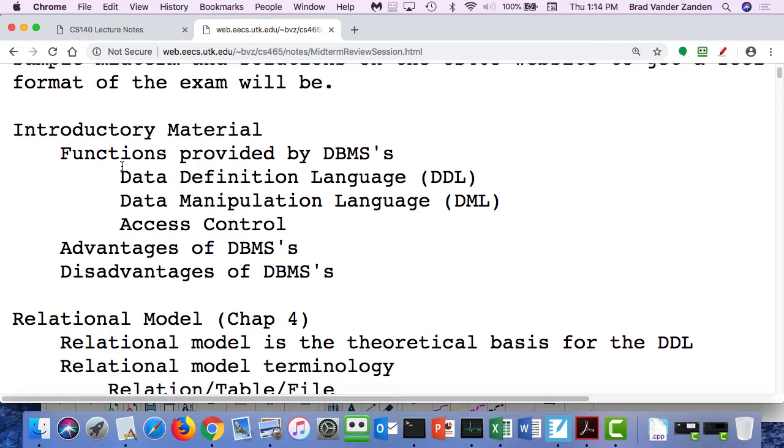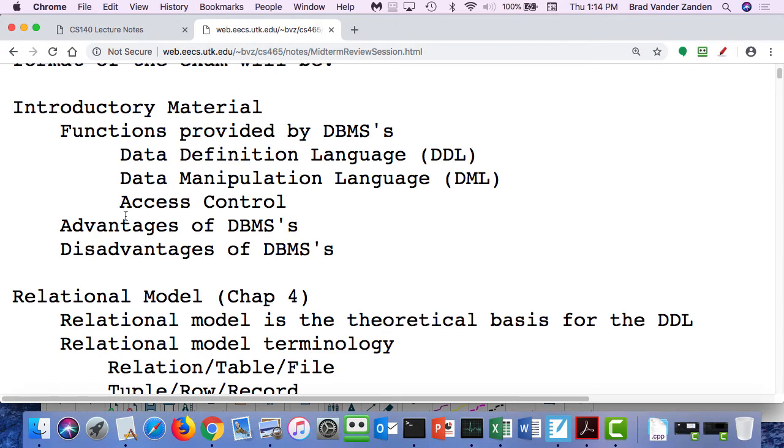Okay? So there's a B plus tree problem. You'll have to work that by hand. And there's queries. You'll have to do those by hand. Everything else is multiple choice or multiple answer.